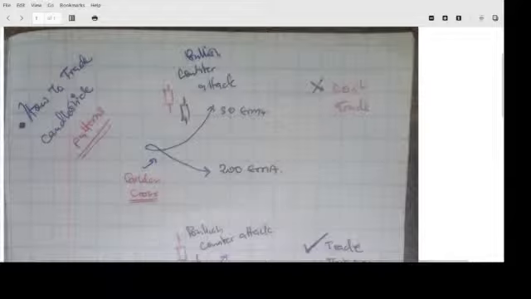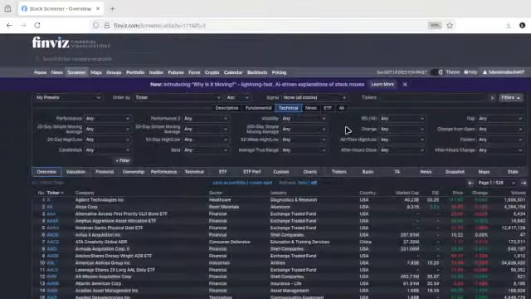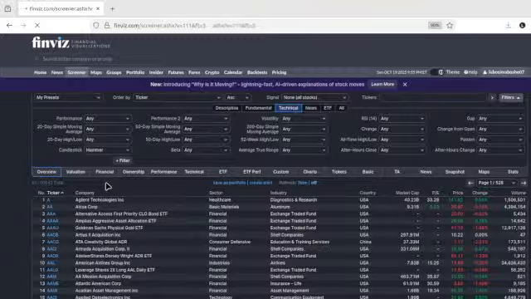So I'm going to show you something which is a common mistake that I used to make a lot, especially when I started trading. In this case, we're going to use a bullish candlestick pattern called the hammer. So we select the hammer.